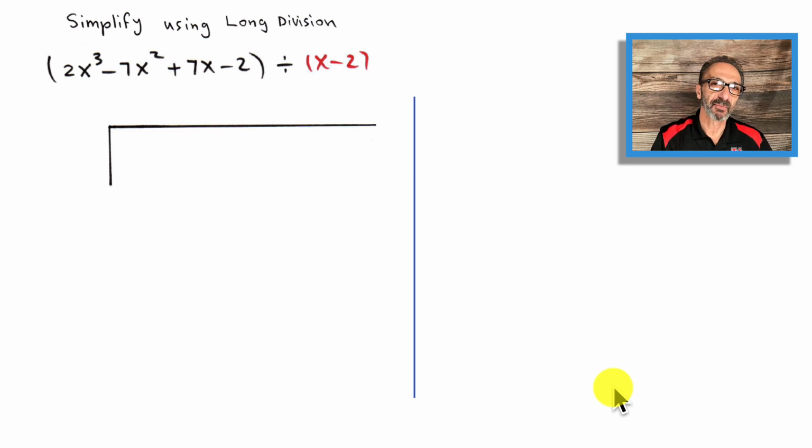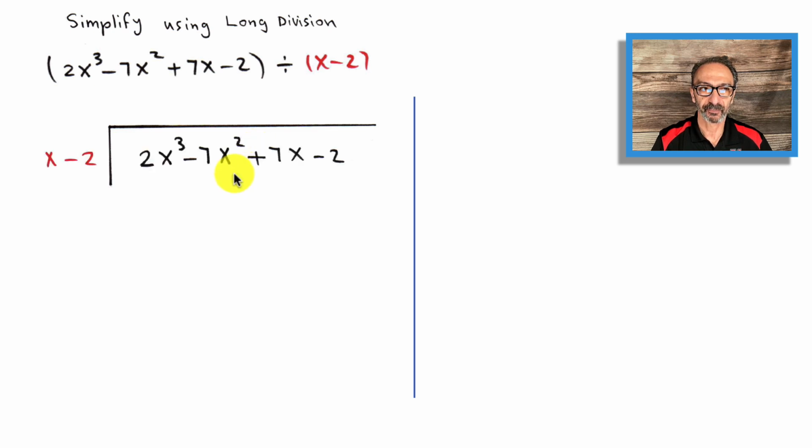Here's the first example, which is a long division. I do have 2 examples for long division and 2 examples for synthetic division. To divide this polynomial, 2x cubed minus 7x squared plus 7x minus 2, by a binomial of the form x minus a, in this case x minus 2, we do the following. 2x cubed minus 7x squared goes inside. That's our f of x, and g of x goes right here.